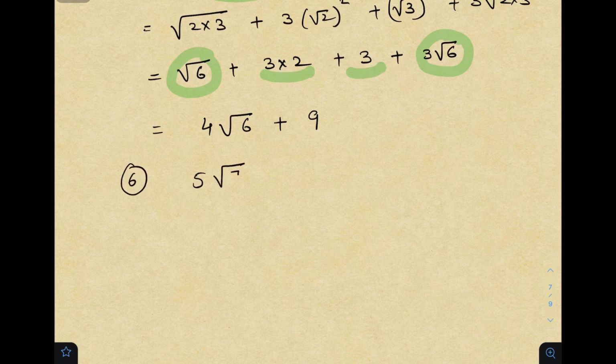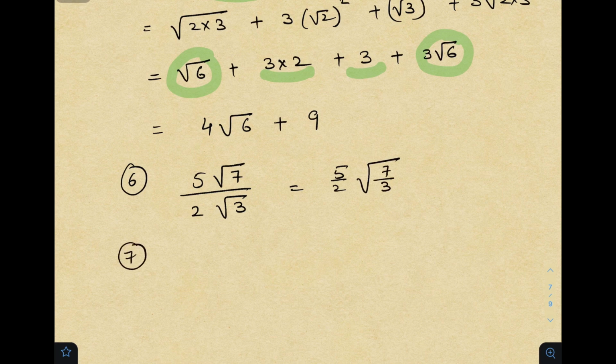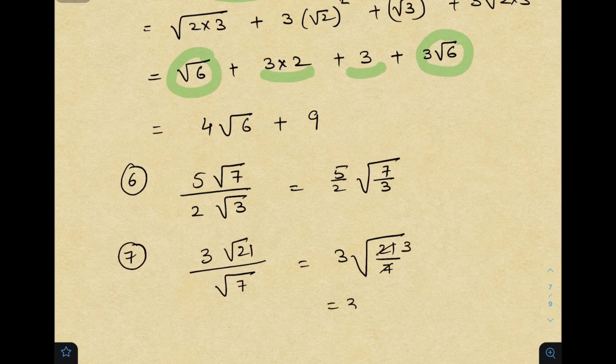Next example is 5 root 7 divided by 2 root 3. So we can write 5 by 2 and take 7 by 3 under the root. We cannot simplify further, so this is our answer. Next example is 3 root 21 divided by root 7. So we can take 21 by 7 under the root, keeping 3 outside. 21 cancels with 7, we get the answer as 3 root 3.